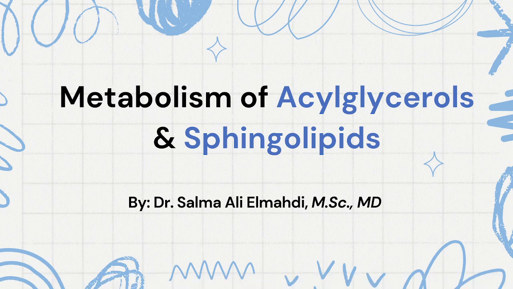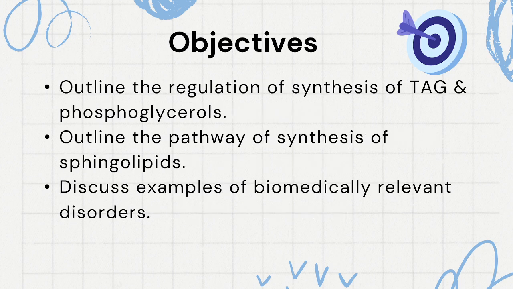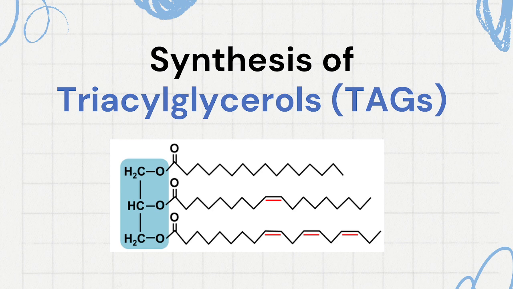This is the fifth lecture in lipid metabolism, and we are going to discuss metabolism of acylglycerols and sphingolipids. Our objectives are to revise or refresh our memory regarding the chemical structure of acylglycerols and sphingolipids, to outline the pathway of synthesis of both triacylglycerol and sphingolipids and their catabolism, particularly through lipases, and to outline the regulation of synthesis of triacylglycerol and phosphoglycerol, outline the pathway for synthesis of sphingolipids, and discuss examples of biomedically relevant disorders.